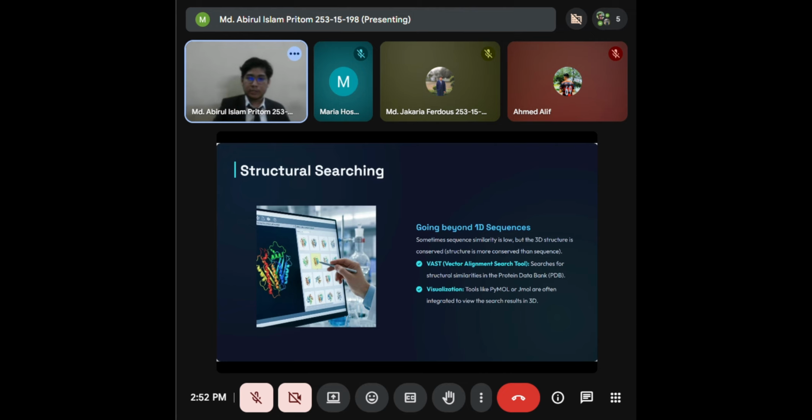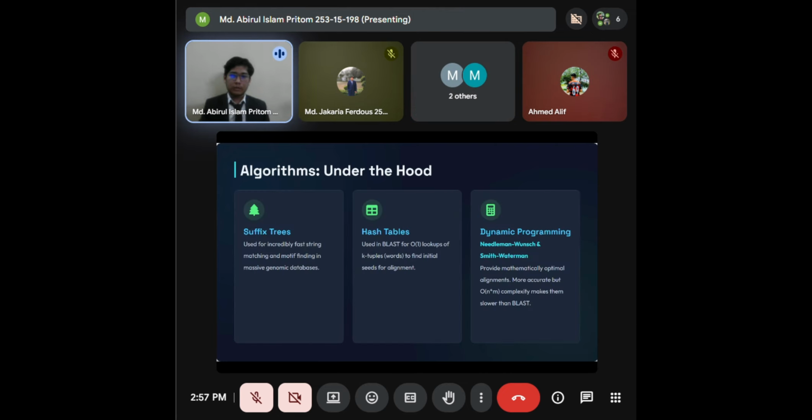Now let's look under the hood at the algorithms that power these massive searches. We are dealing with gigabytes of genetic data, so efficiency is the key. Now we talk about suffix trees. These are used for incredibly fast string matching. They allow us to find specific motifs or patterns inside massive genome databases almost instantly.